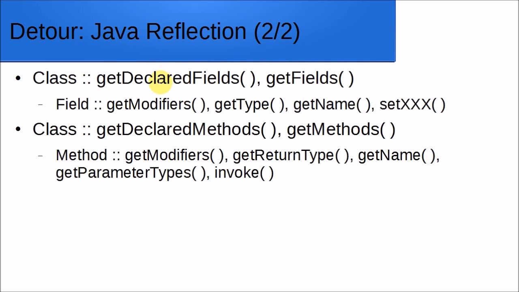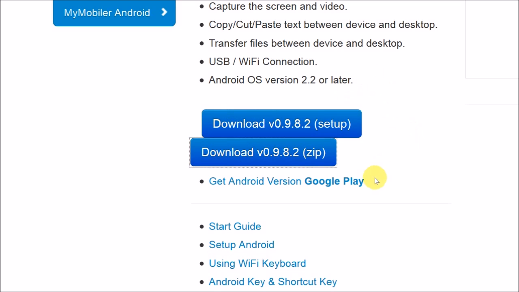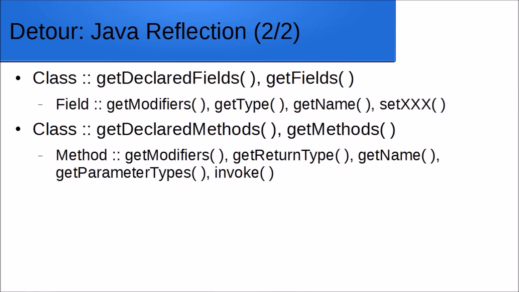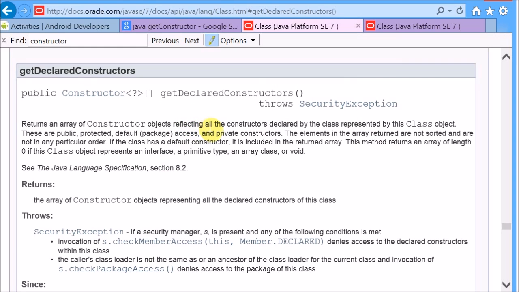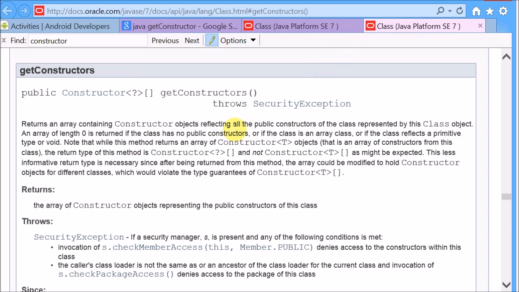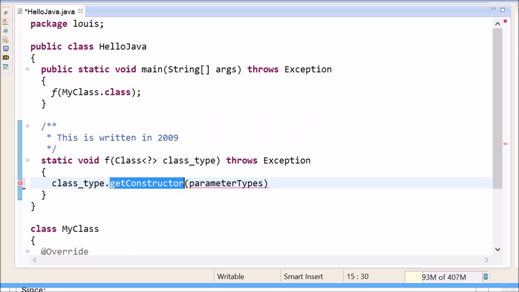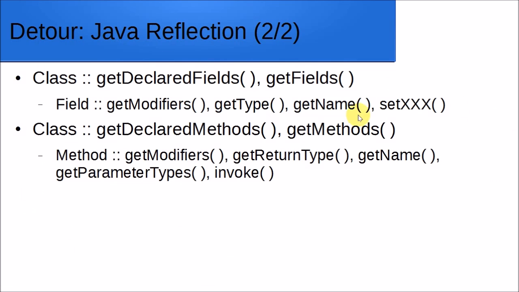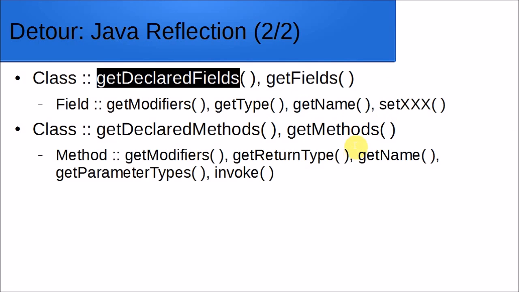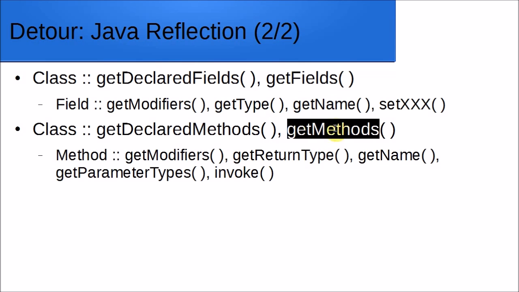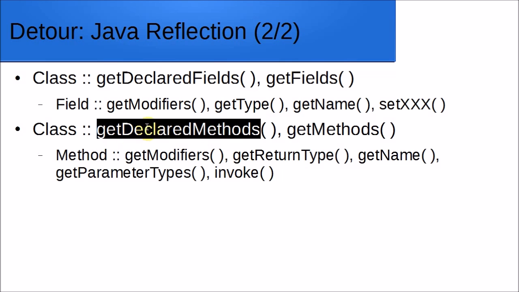getDeclaredFields is gonna get... I don't know which one's which. Wrong window. Yeah, so I'll go over that a little bit more next, but this one gets all of them, okay? And this one only gets the public. This one gets the private stuff too.